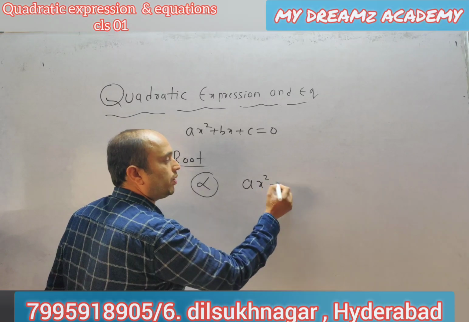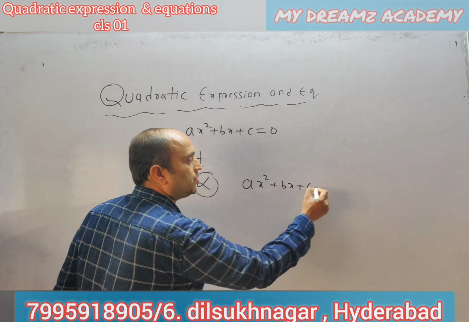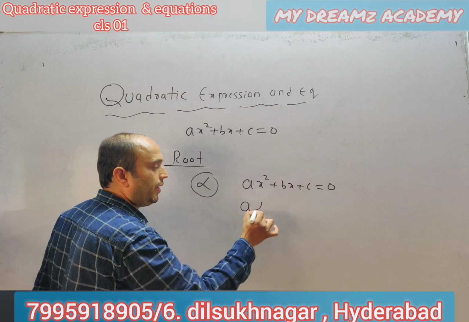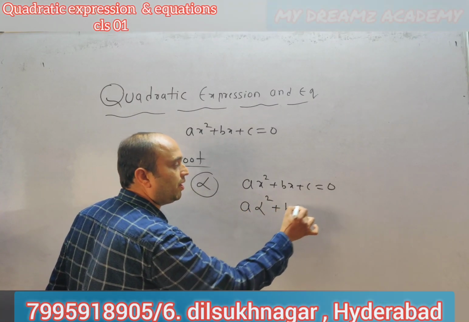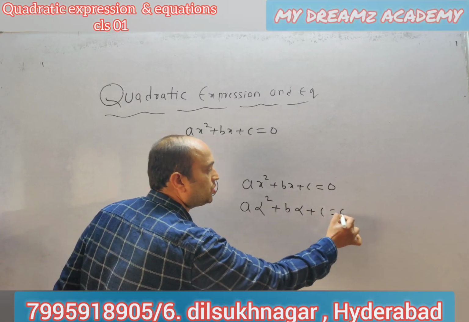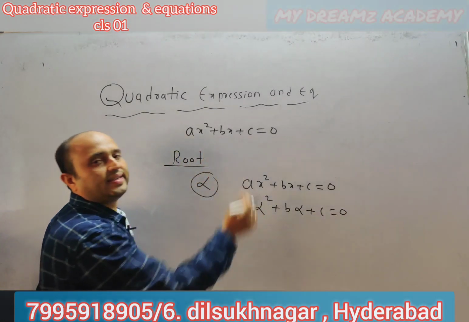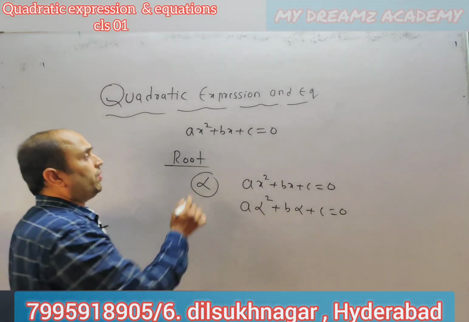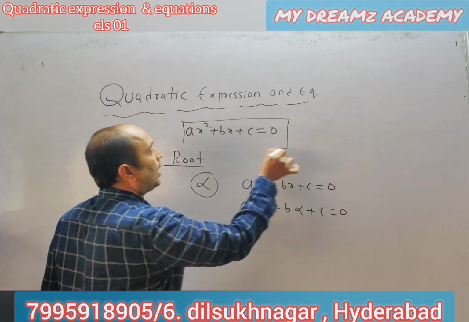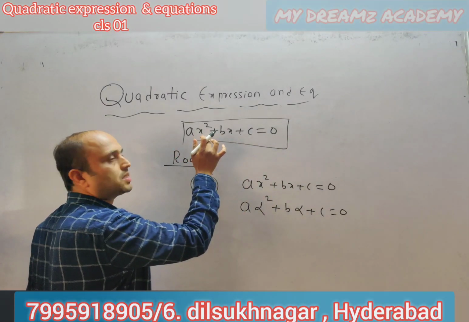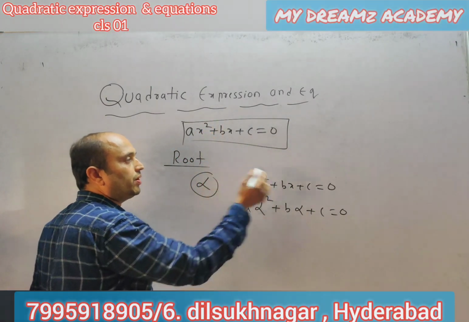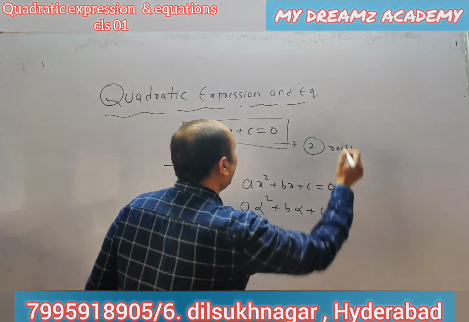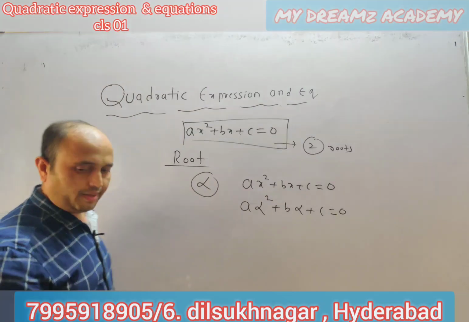Suppose ax square plus bx plus c is equal to 0 is a quadratic equation. If alpha satisfies a alpha square plus b alpha plus c equal to 0, then this alpha is a root of the quadratic equation. Every quadratic equation will have two roots, because the highest power is 2, the degree is 2. So how we can find the roots, I will explain here.